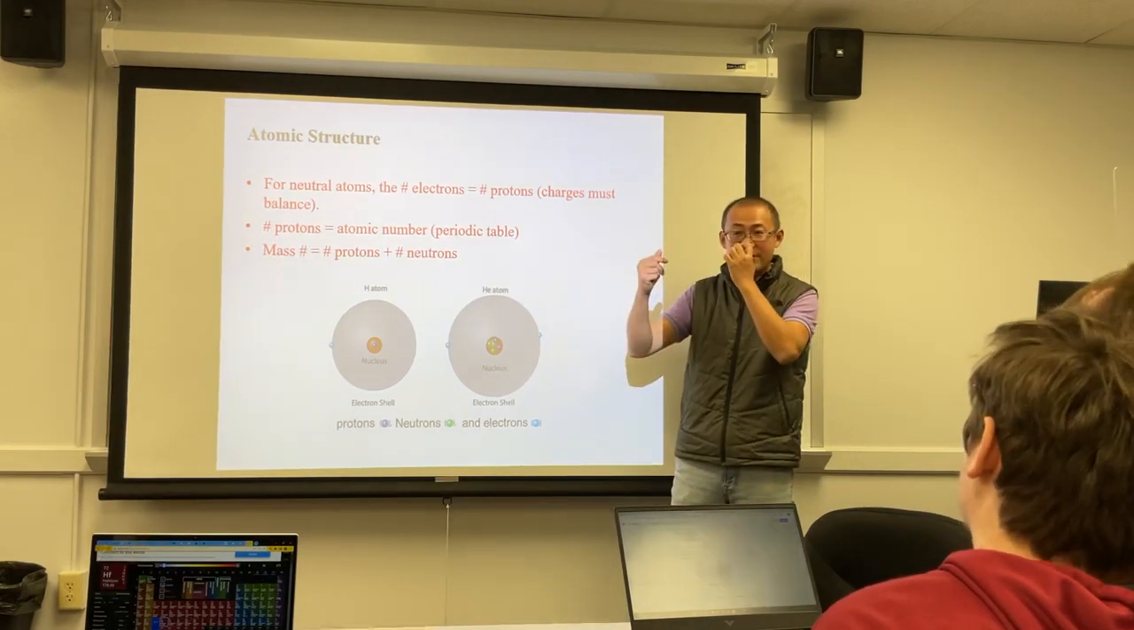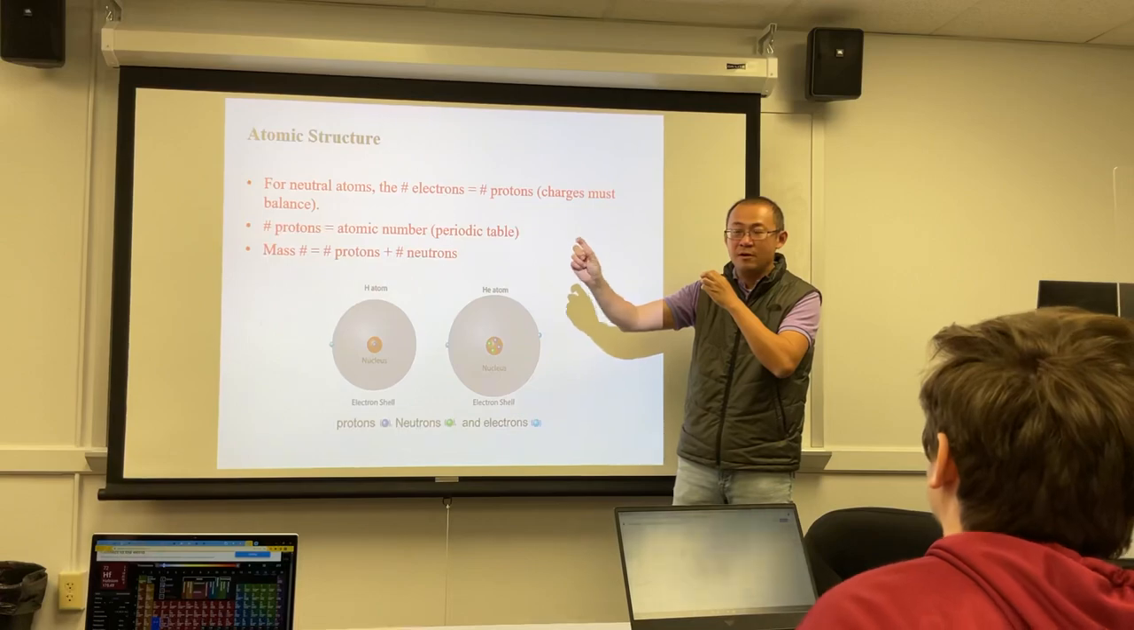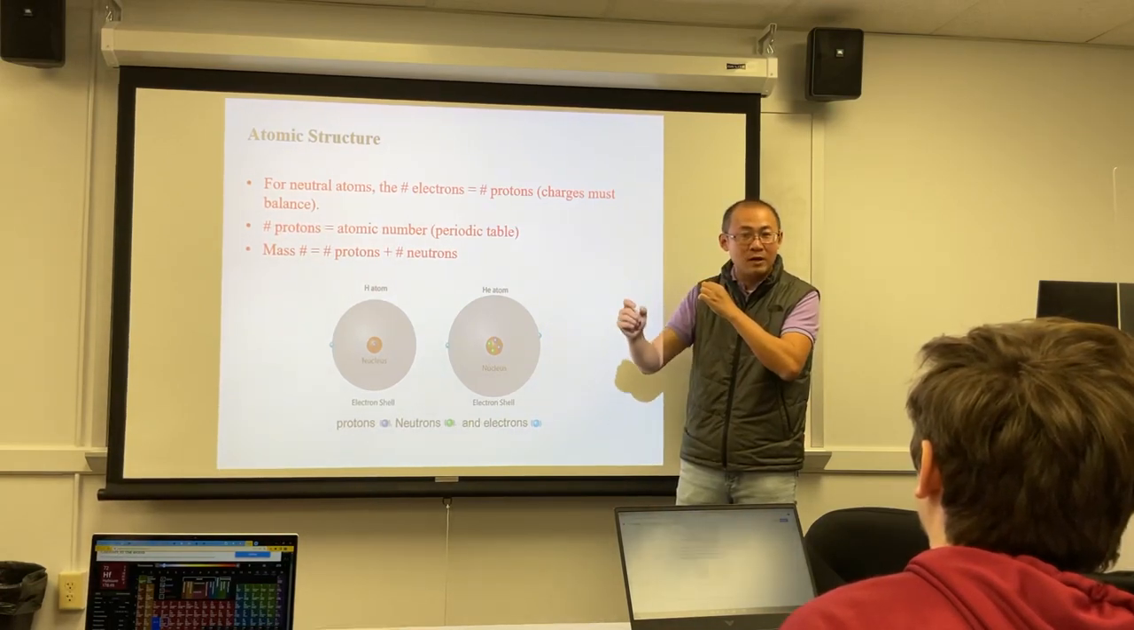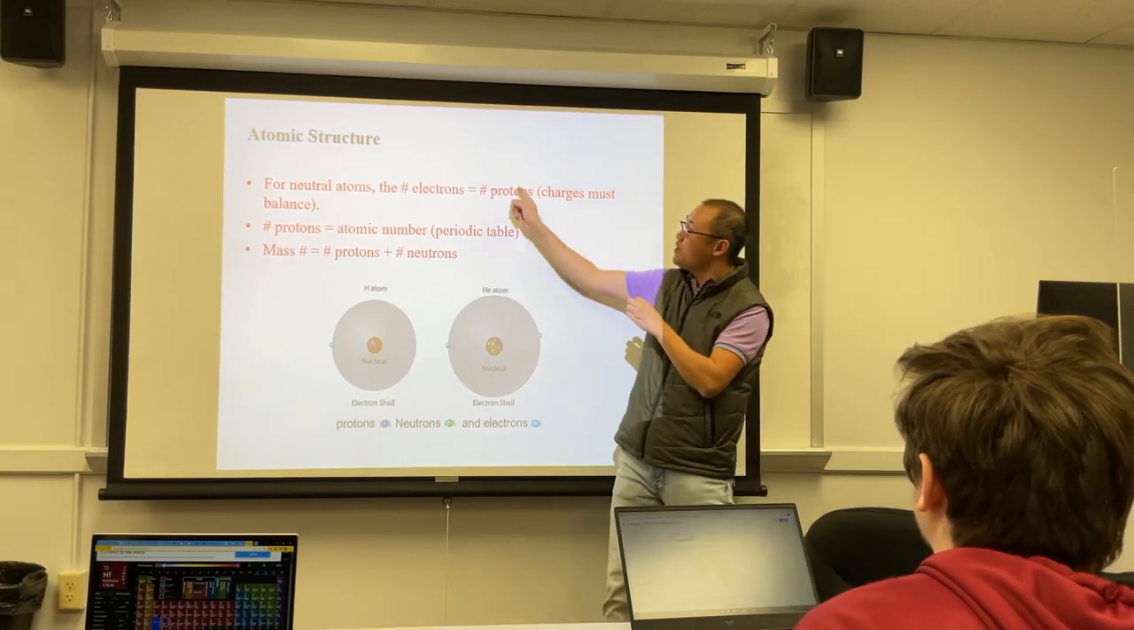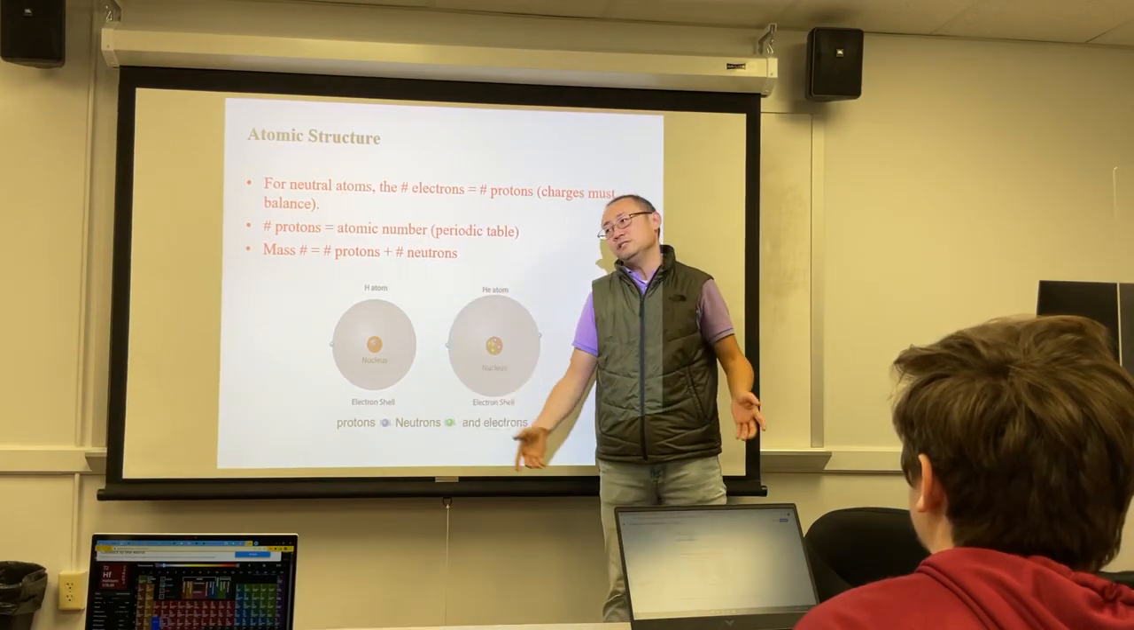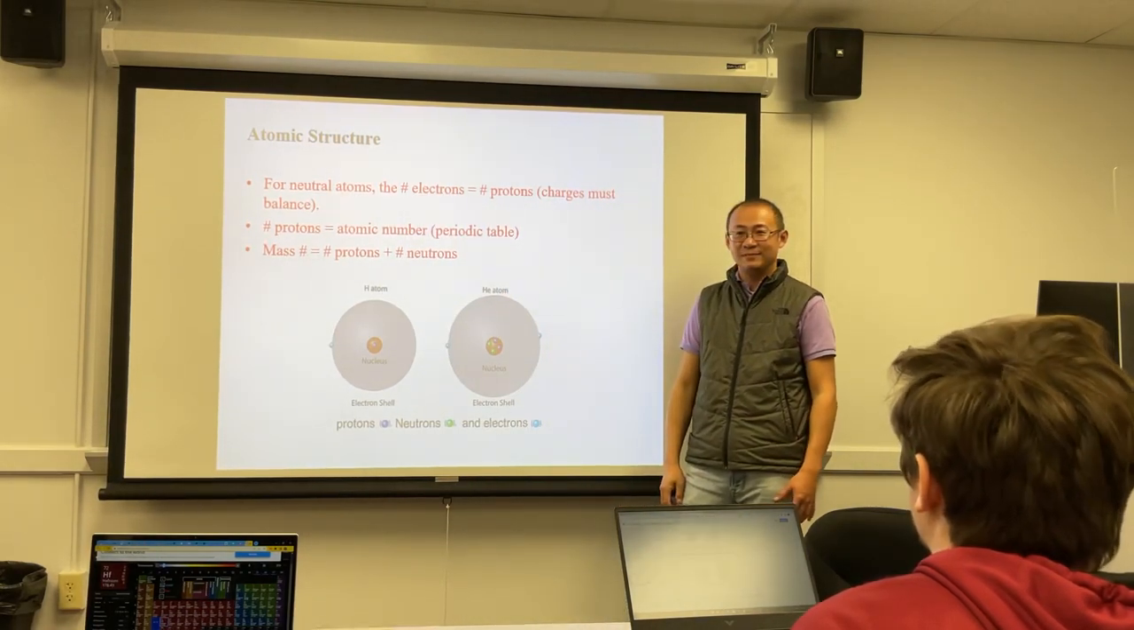So whenever you pull up a periodic table and look at an element, what is the atomic number? You find it, and you know that number is the number of protons. And when you know the number of protons, you know the number of what? Electrons. Is that good? Next.